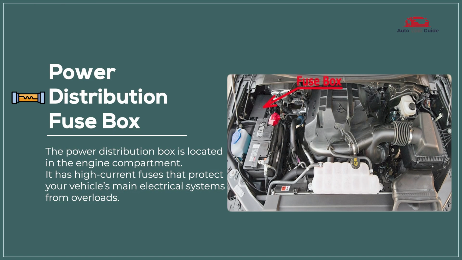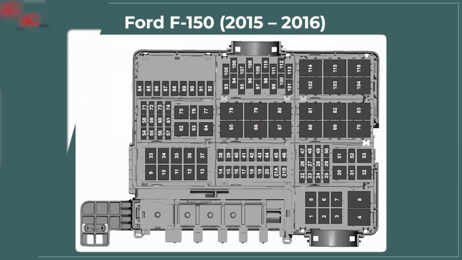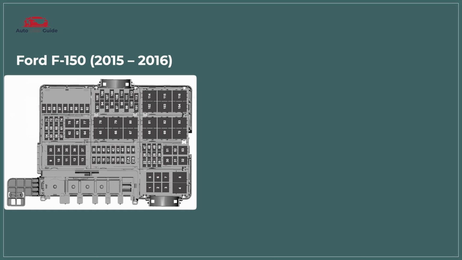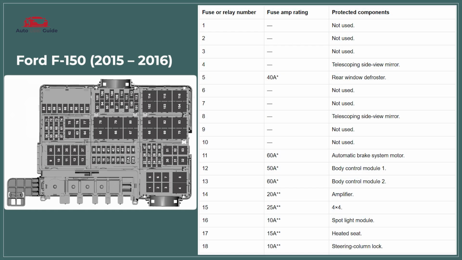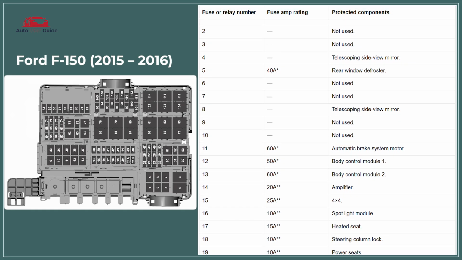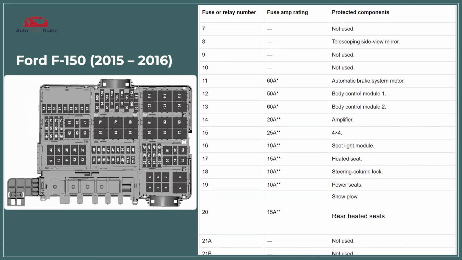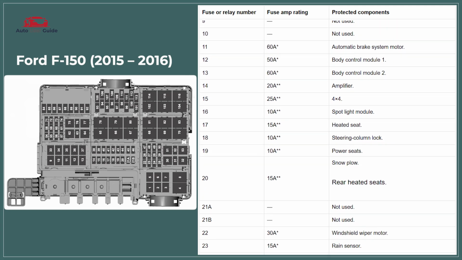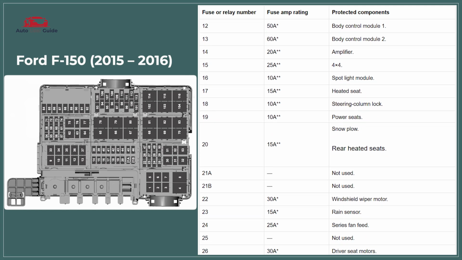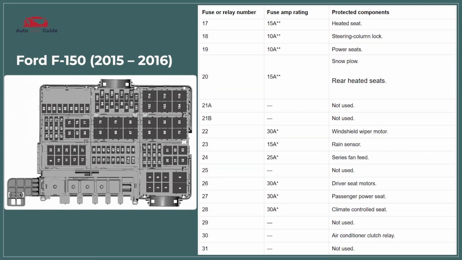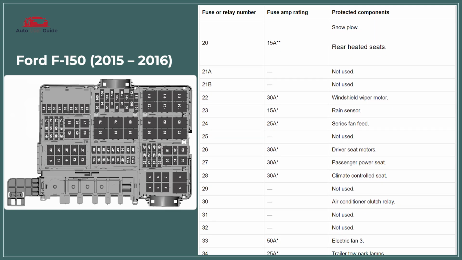Power distribution fuse box. The 2015 to 2016 Ford F-150 power distribution fuse box handles high current circuits for systems like the power seats, trailer tow module, and heated features. It includes larger fuses and relays to support heavy-duty electrical loads. The layout is optimized for accessibility and thermal management. Clearly marked components help ensure straightforward maintenance.